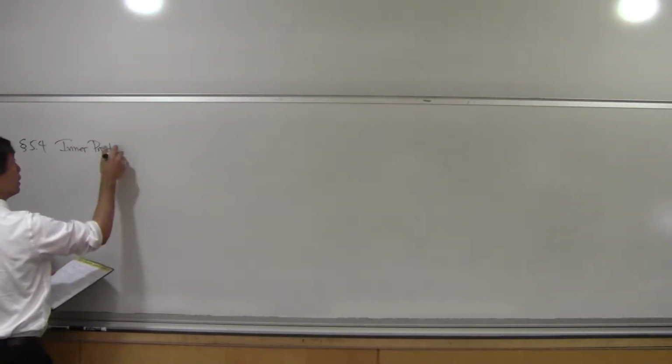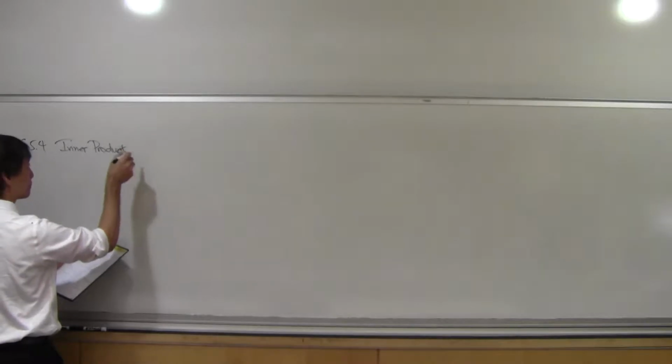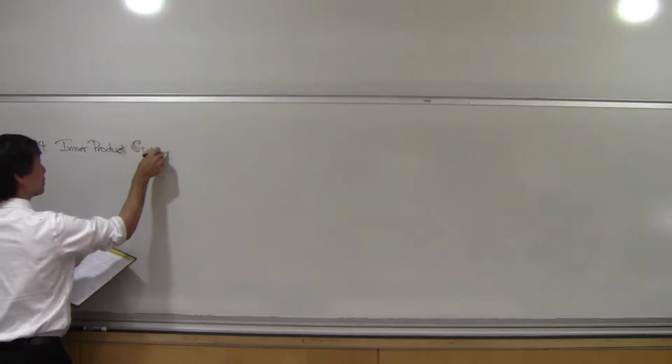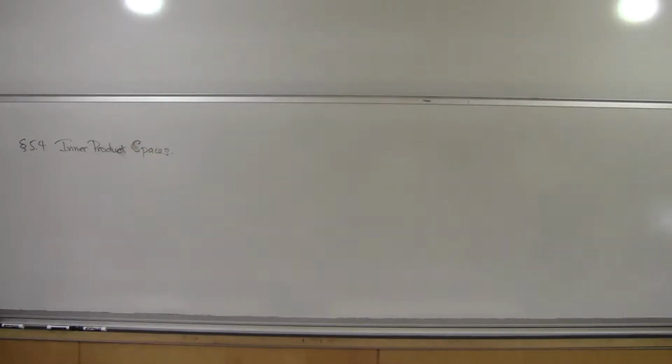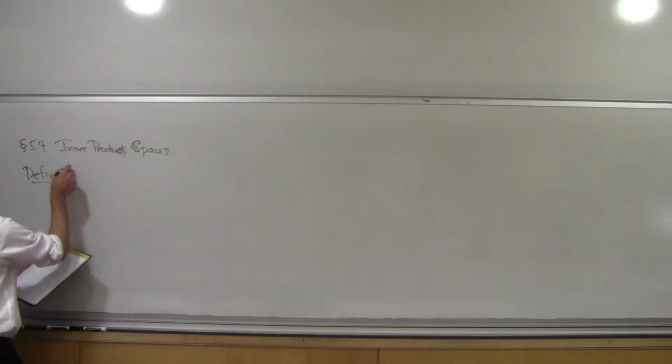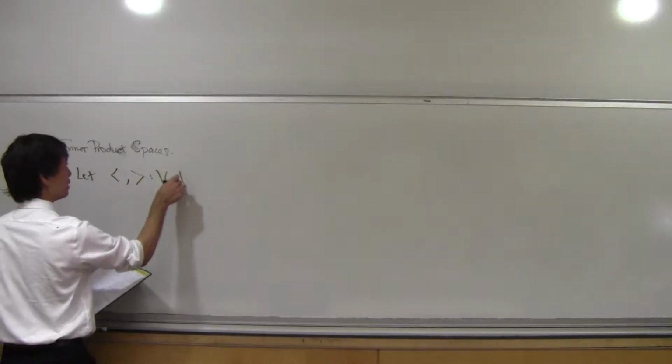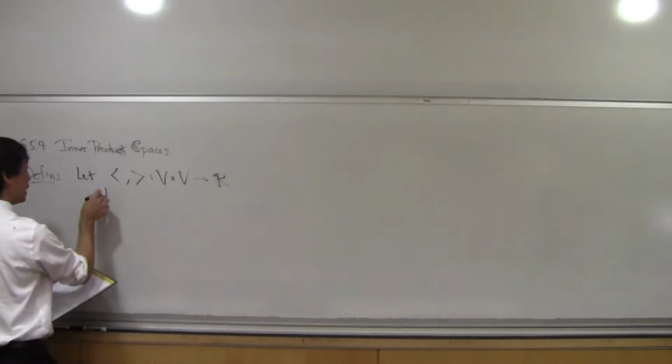And this thing that we create is called an inner product. So inner product spaces. Okay, so let's start off with the definition. We say let bracket from V cross V into R be a binary operation.